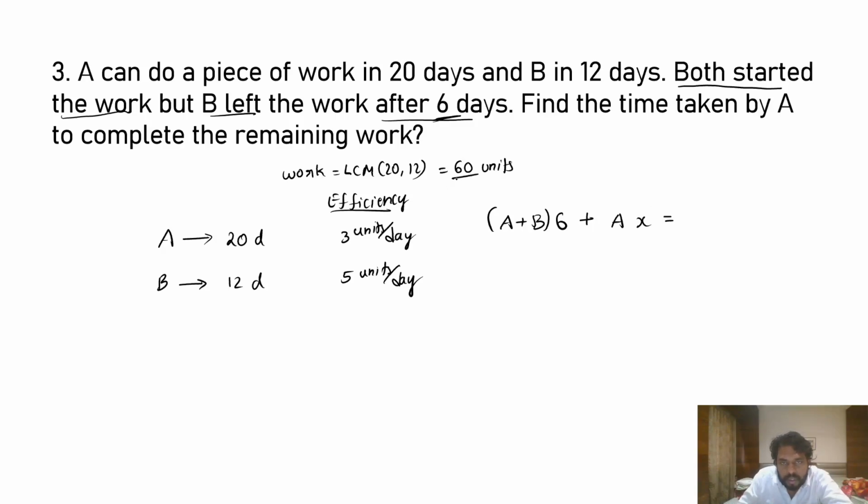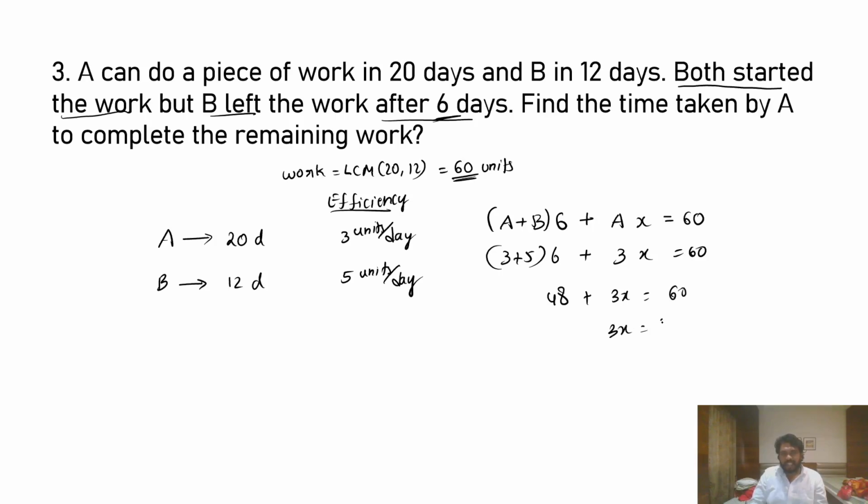So in the LCM method, the work we have assumed as 60. So equate with 60. What is the combined efficiency of A and B? 3 plus 5, 8. I'm going to write it like that, multiplied by 6. And A's efficiency is 3 units per day, so 3x equals 60. So 3 plus 5 is 8, 8 times 6 is 48. 48 plus 3x equals 60. 3x would be 60 minus 48, which is 12. So x would be 12 by 3, which is 4 days. This is your answer.